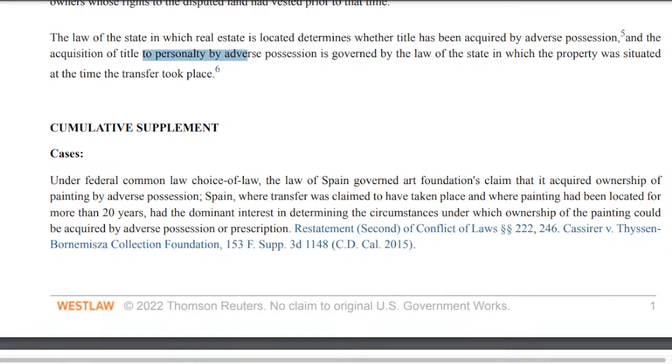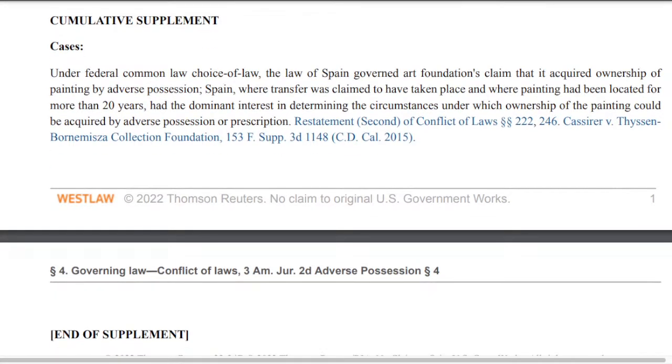So the personality by adverse possession is governed by the law of the state in which the property was situated at the time the transfer took place. And the property we're talking about is actually, I think, the personality, not the real property that's located on, which is not movable. So, tight words here, very important to know what they mean because they're very rigid in their meaning. They're not open to much interpretation outside of the statute, Black's Law, and then, of course, your standard dictionaries. All right, let's continue.